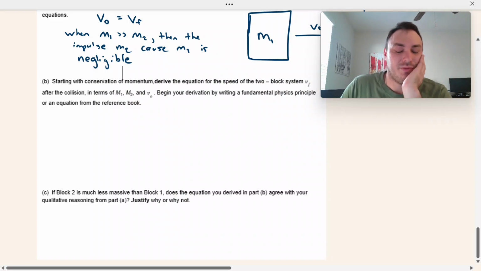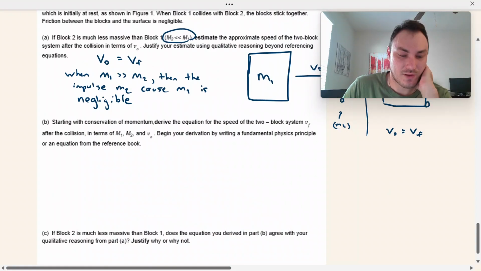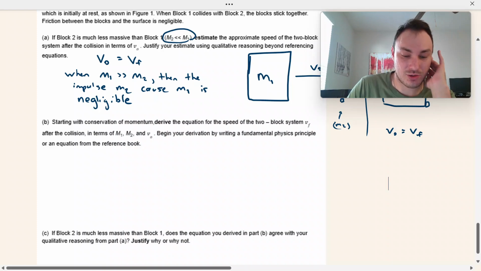Starting with the conservation of momentum, derive the equation for the speed of the two-block system V final after the collision of M1, M2, and V0. Begin your derivation by writing a fundamental physics principle or an equation from the reference book.